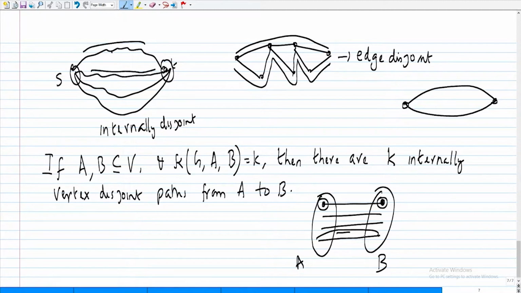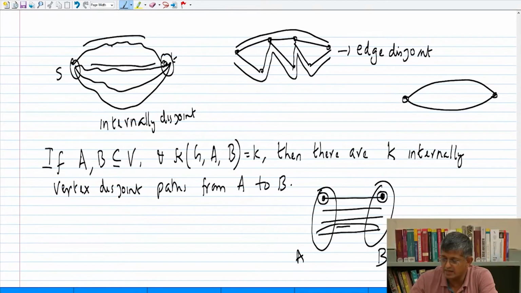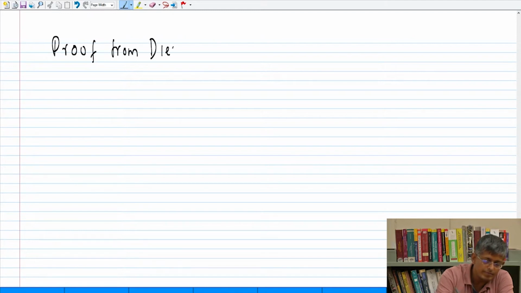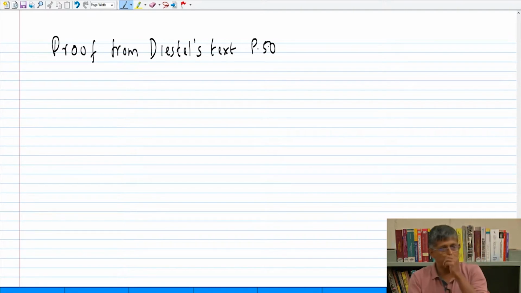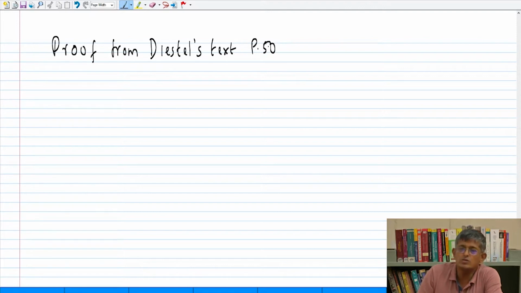Alright, now let us do a proof of this theorem. The proof of this theorem is by induction and it is there in the graph theory textbook by D. West. Let us do some boundary cases of this theorem, right.